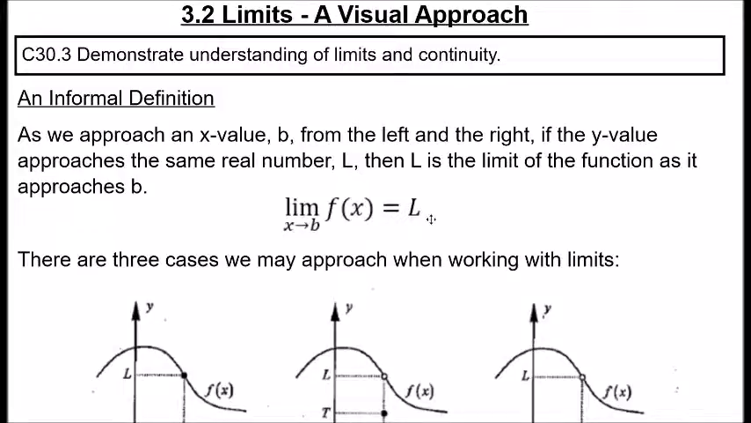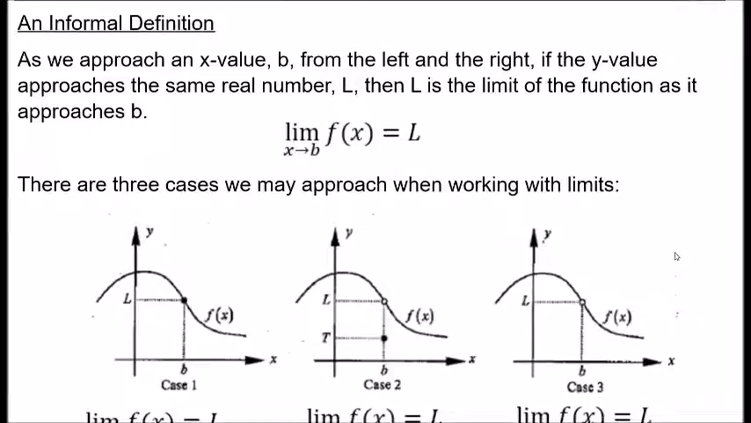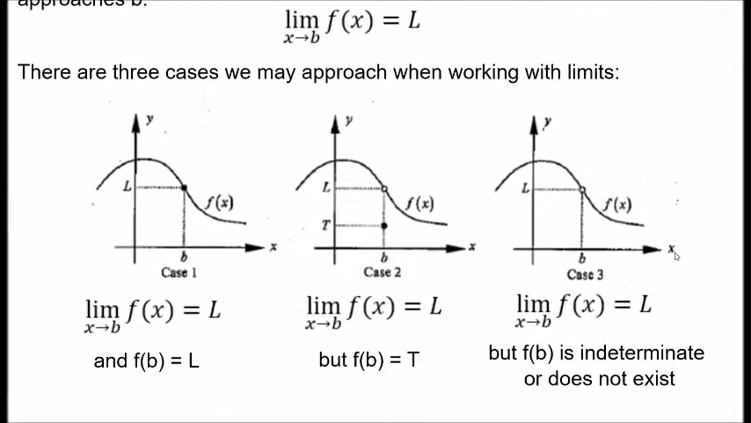There are three cases that we may encounter when we work with limits. The first case is I have a graph here, and as I continue along towards this b value, I am approaching L, some value, and my graph also exists at L. So f at b is going to be equal to L.